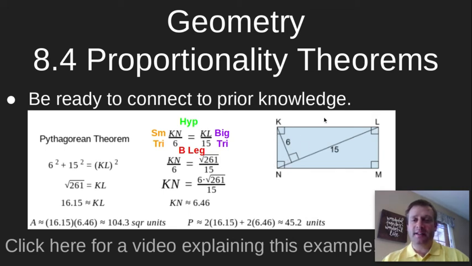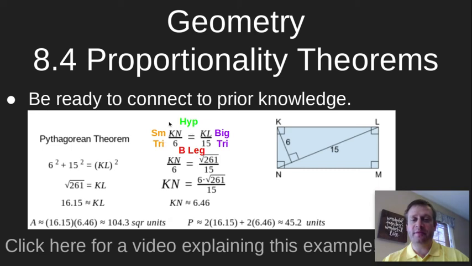Now, to find KN and LM, we don't have enough information to find LM. There's no chance. KN, though, we can find it because this smallest triangle here is similar to the medium-sized triangle that we now know all the measurements of. We know it's square root of 261 or 16.15 up there. We know it's 6 there, 15 there. And we know these two triangles are similar because they both have the right angles here. This top left angle corresponds and is congruent to this top right angle. And this bottom left angle corresponds and is congruent to this top left angle. So we got angle-angle similarity happening.